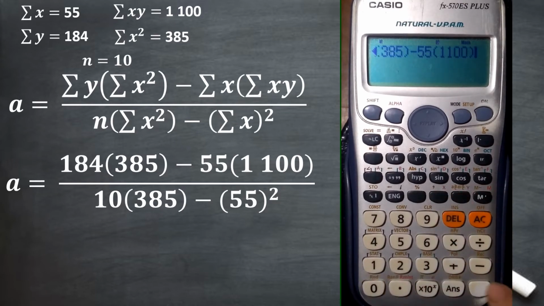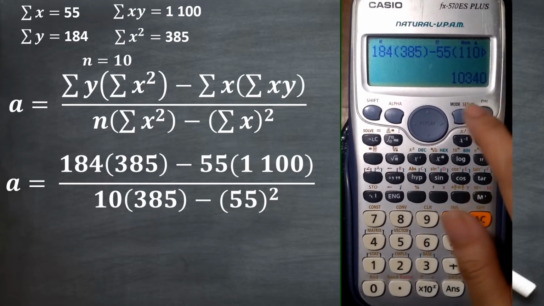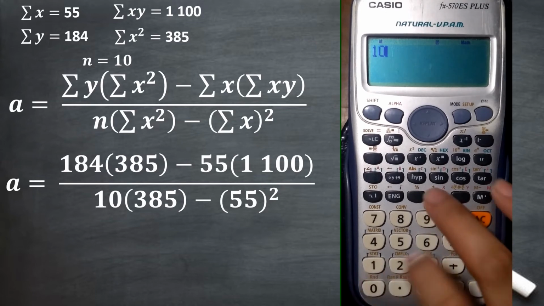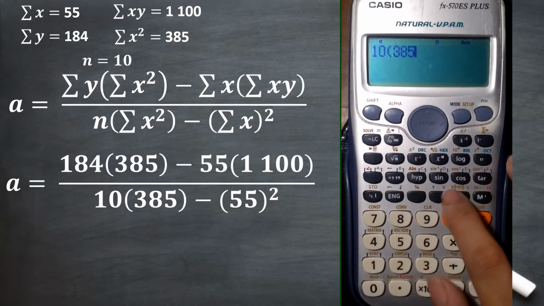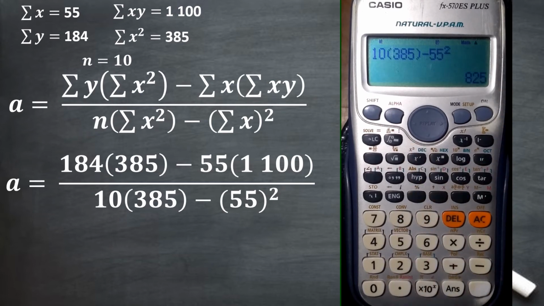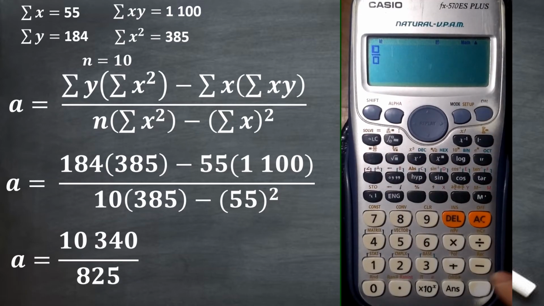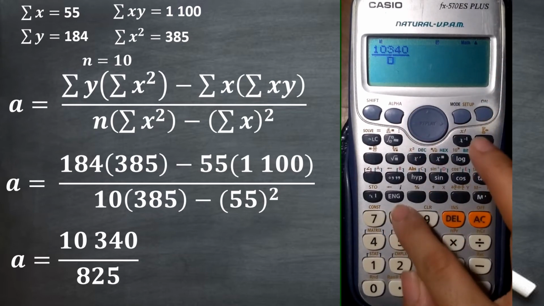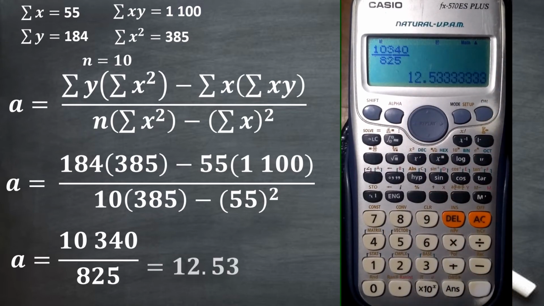1,100, close. Value for our numerator is 10,340. And then for the denominator naman, we have 10 multiplied by 385. Tapos close minus 55 squared. So the value for the denominator is 825. Dividing those two, we'll have 10,340 divided by 825. The answer is 12.53.